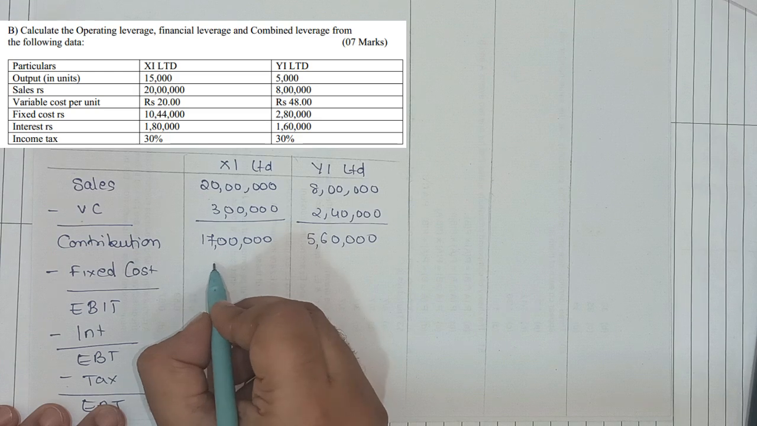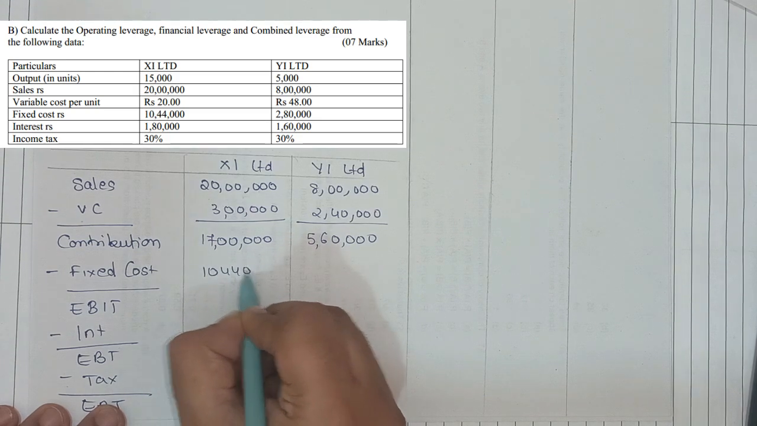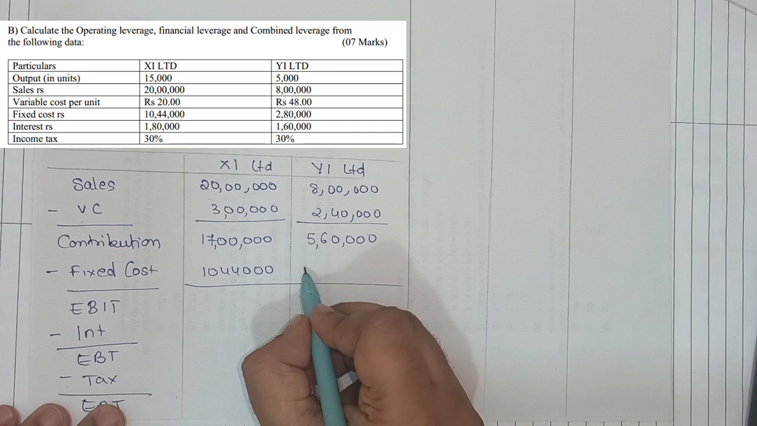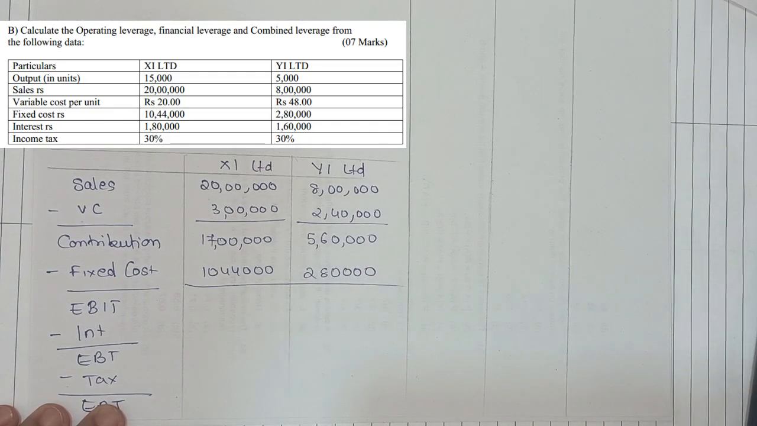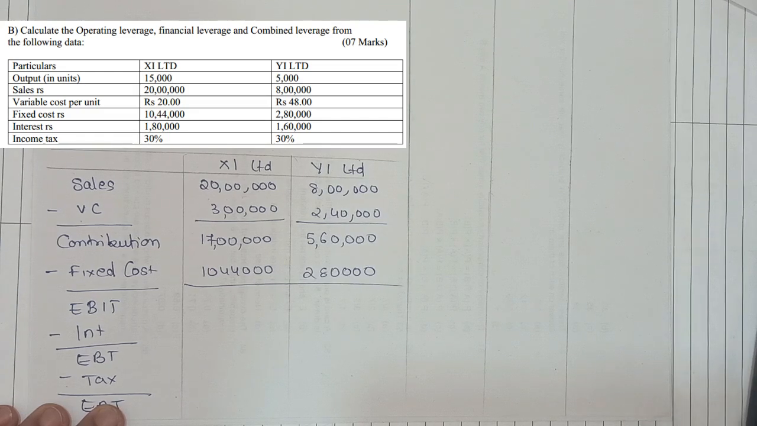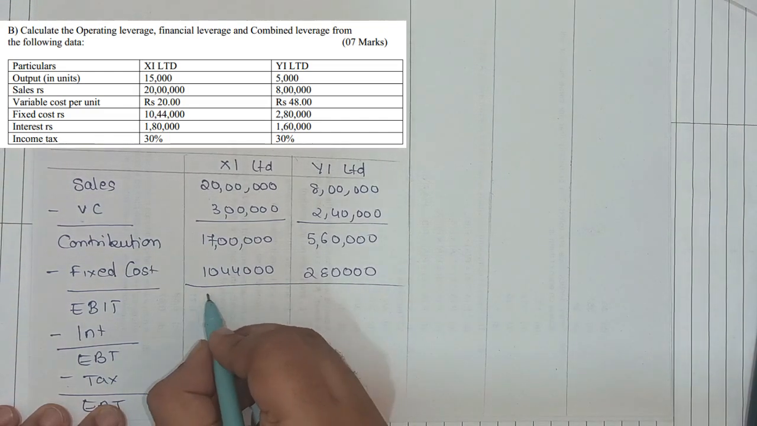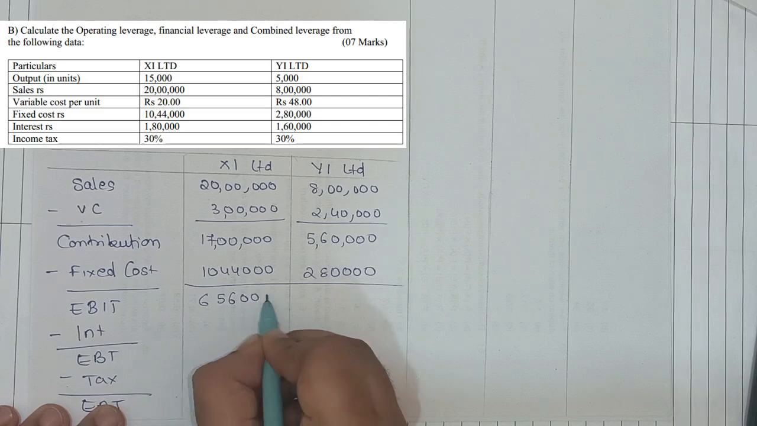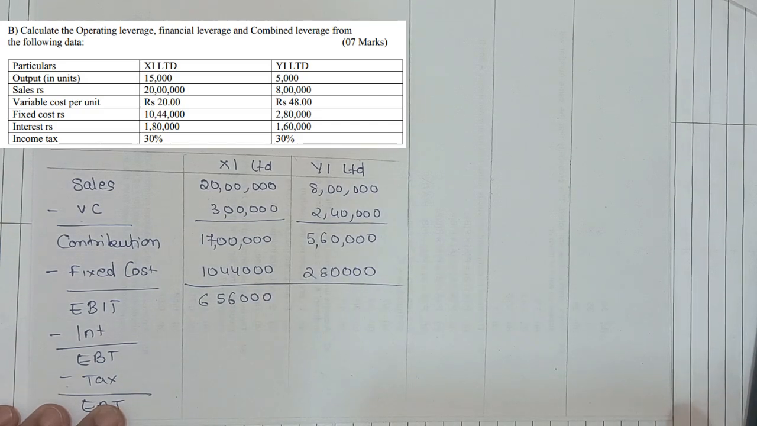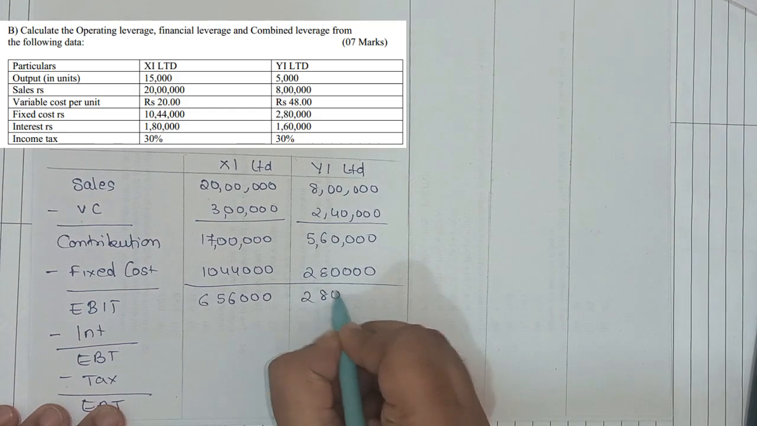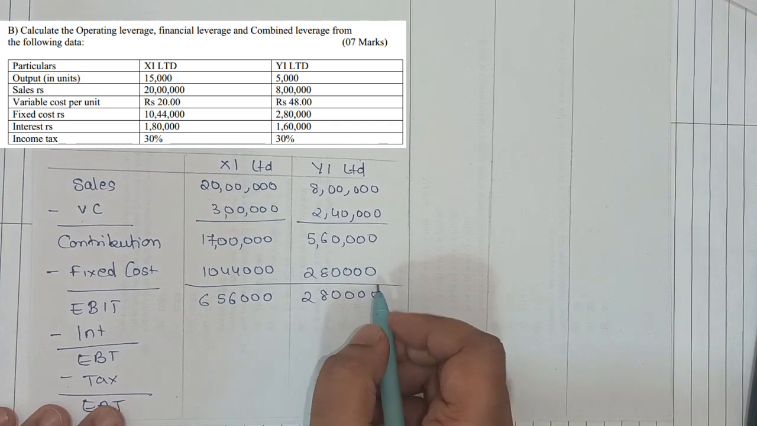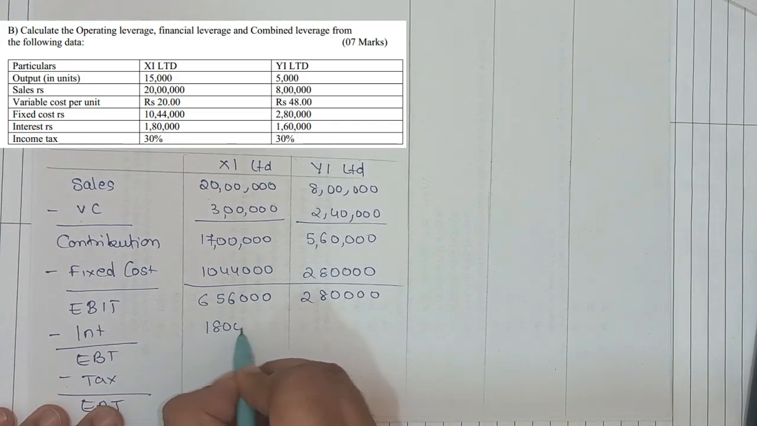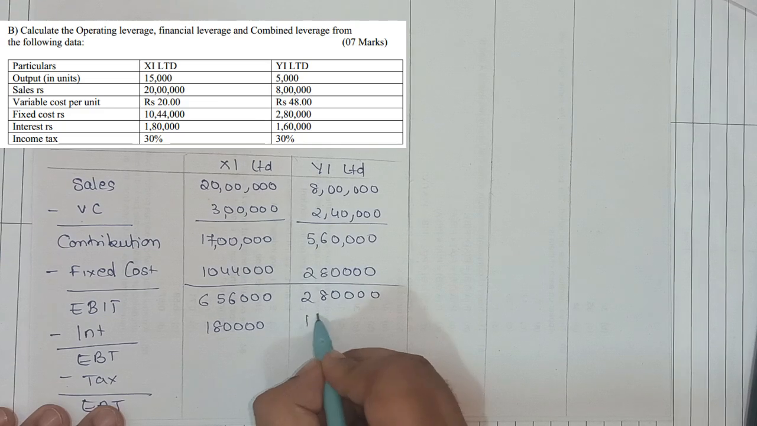Fixed cost is 10,44,000 given. For the other one, it is 2,80,000. So 17 lakh minus 10,44,000 is 6,56,000. And the other one, 5,60,000 minus 2,80,000 is 2,80,000. Interest is given directly as 1,80,000 and 1,60,000.